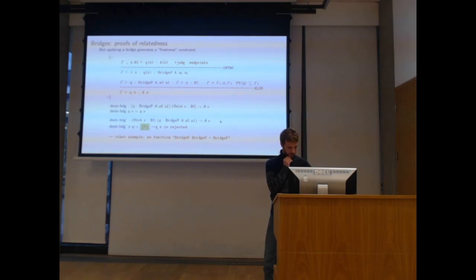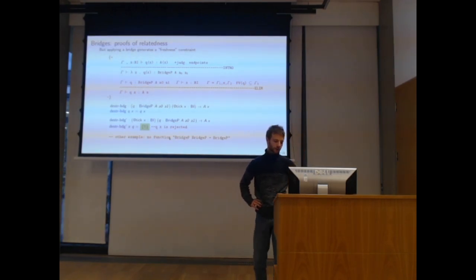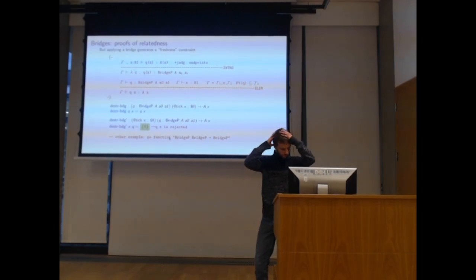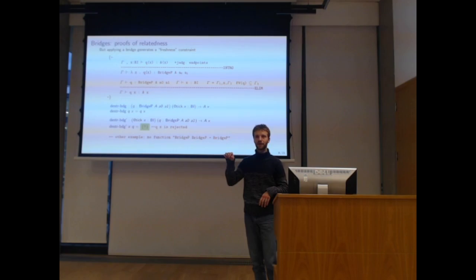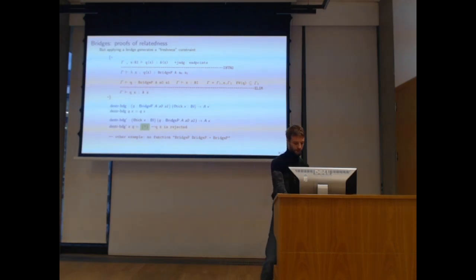Yeah, so there is another example which doesn't type check. There are no functions which take a bridge of bridges and make the diagonal bridge. So lambda I dot qii. This is going to be rejected by those constraints.